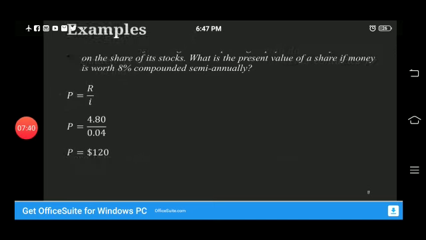Look at this simple example. Let's suppose that R is $4.8 and I is 8%, but it is compounded semi-annually, so we have to divide this 8% by 2. So 0.08 divided by 2 is 0.04. By putting the values in the formula, we get a simplified answer, that is $120.